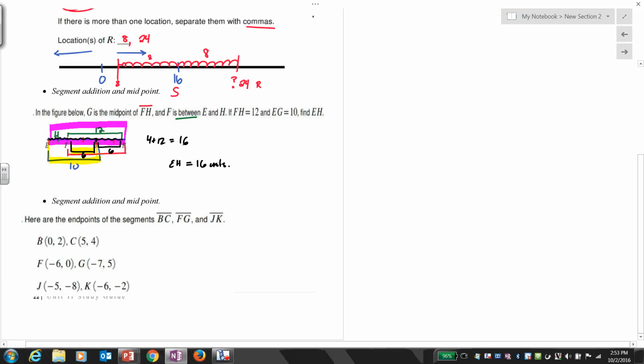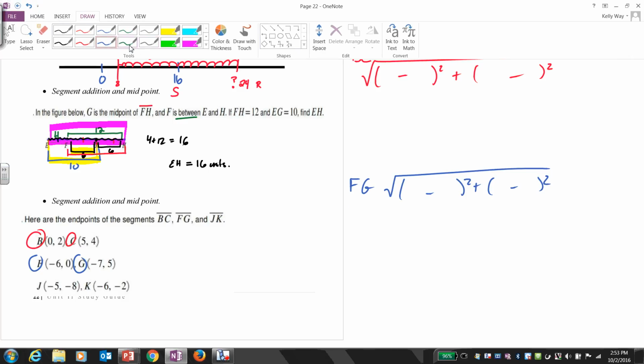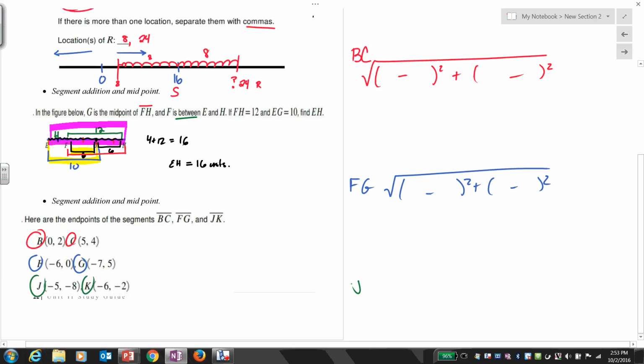These three different colors. I'm going to find the distance of B to C. So get out some scratch paper. I'm going to do BC right here. B to C. Make a template. And then we went F to G. Some space. Make a template. Always make a template first. And then we have J to K.